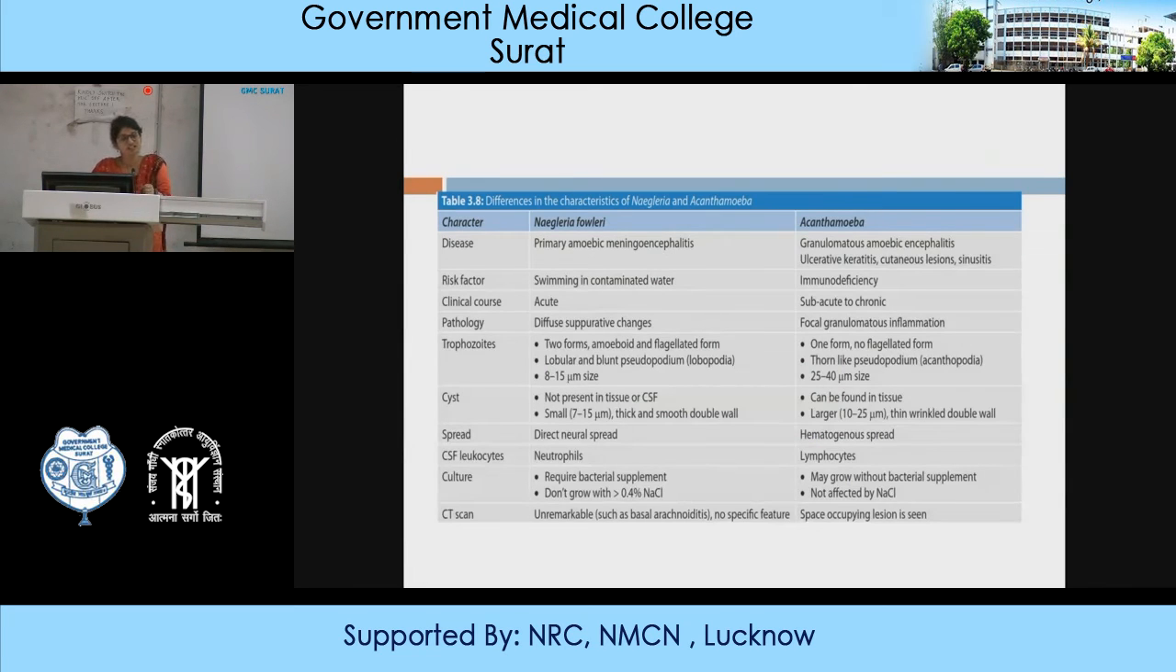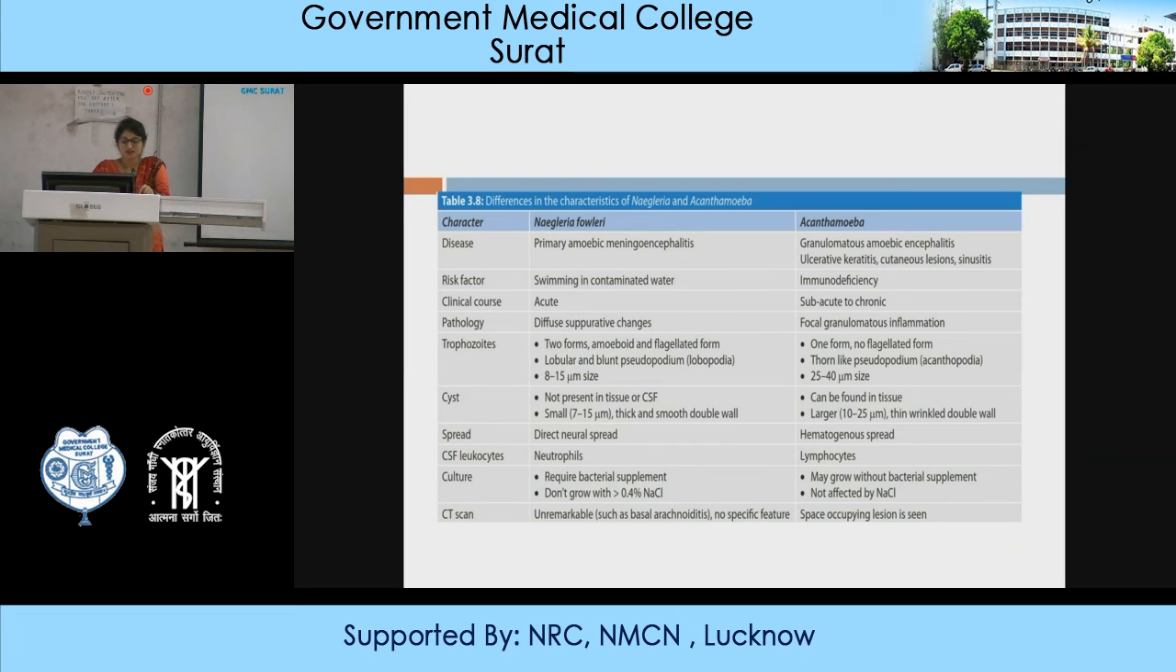Moving to the differentiation between Naegleria fowleri and Acanthamoeba. Naegleria basically causes primary amoebic meningoencephalitis, while Acanthamoeba causes granulomatous amoebic encephalitis as well as keratitis, corneal ulcer, sinusitis, and cutaneous lesions.